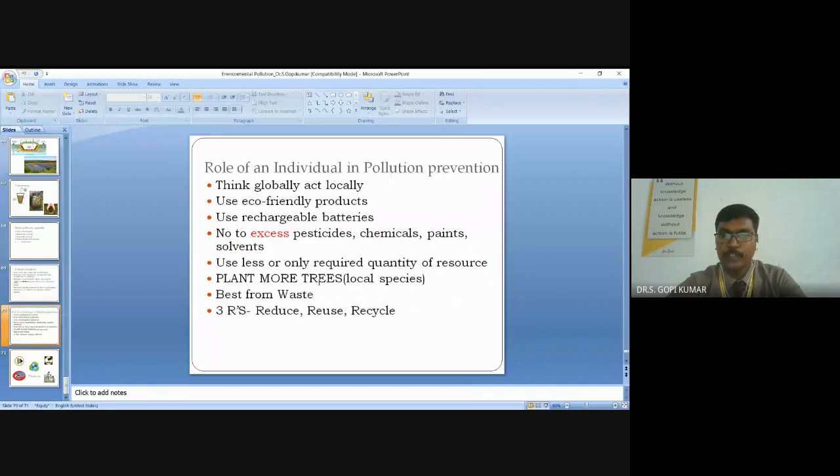And the role of the individual in pollution prevention is one of the major factors which every individual should follow: think globally, act locally, use eco-friendly products, use rechargeable batteries, say no to excess pesticides, chemicals, paints and solvents, and then use less, or only the required quantity of resources, and plant more trees, specifically local species which will grow faster, and then best from waste. Waste minimization should be practiced.